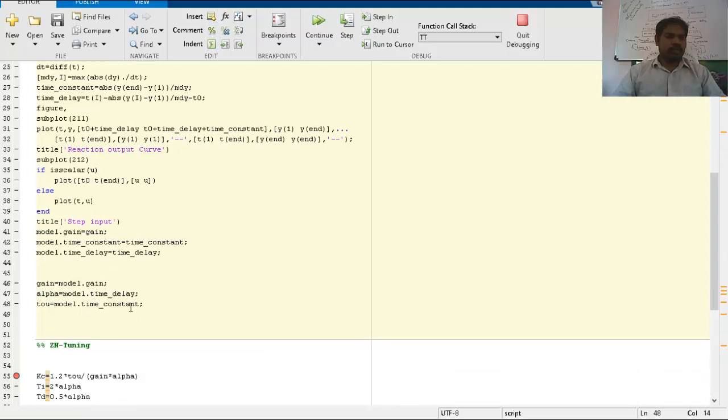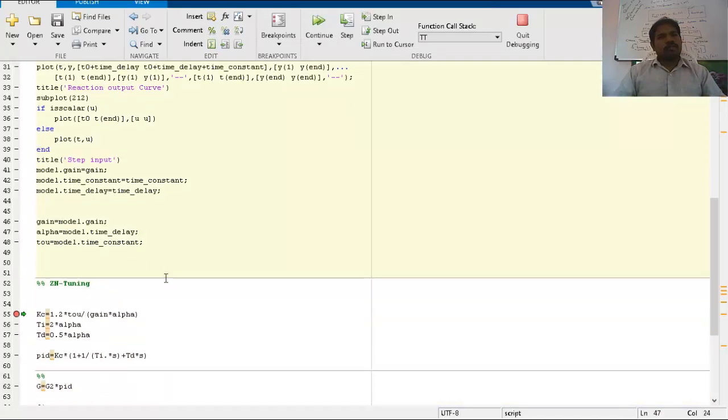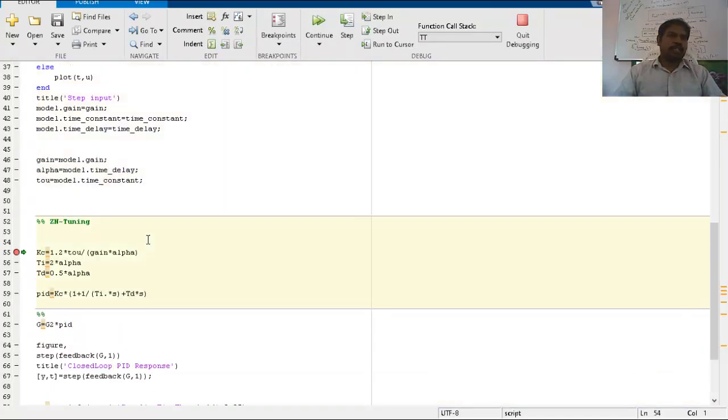Next step, we got the value. This is the reaction output curve, as I mentioned. You draw the tangent line and identify the maximum slope. From that we identified the ultimate time and ultimate period concept. After identifying these three things, we go for ZN tuned PID tuning.